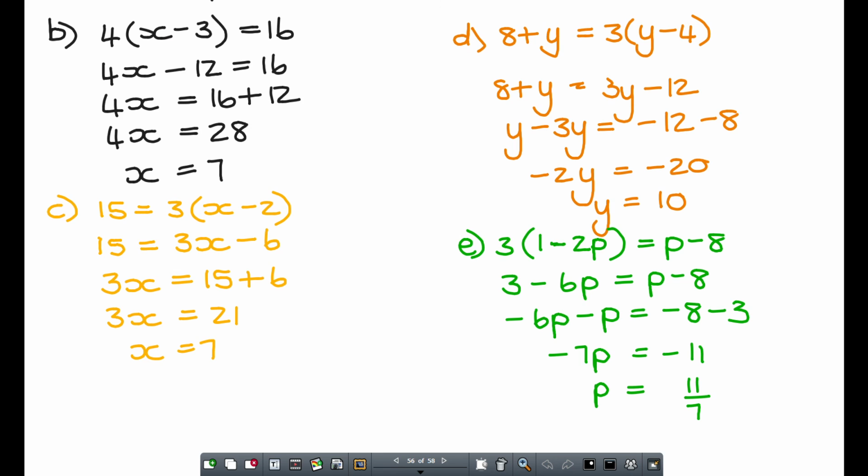Right. There's B, C, D, and E. So remember, every time you see brackets, I've first got to go and multiply them in. Right. Any questions at B up until E?